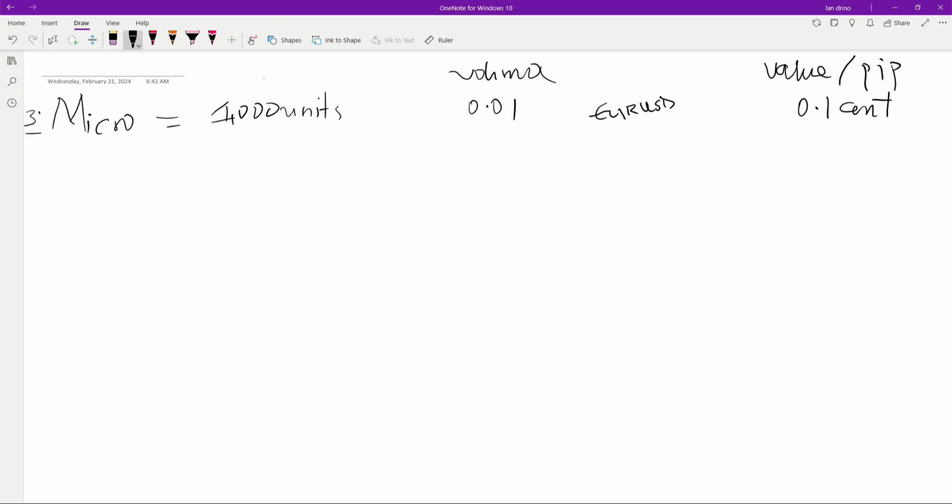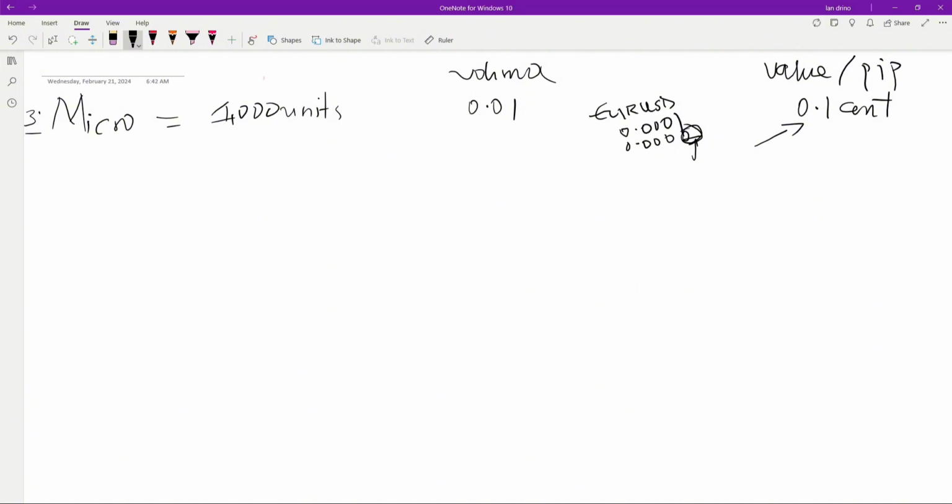So every time the market increases, let's use Euro USD again as our example. If Euro USD increases from 0.0001 to 0.0002, it means it has increased by 1 pip. So this single increase in pip, if you are trading a micro, is equivalent to 1 cent. Very small, okay?